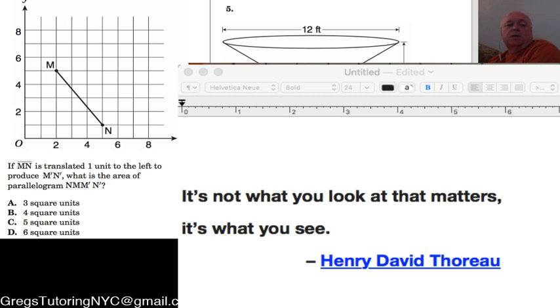So we're going over this. I'm at the grade 9 level right now. I covered this example the other day. It's question number 3 on page 143.